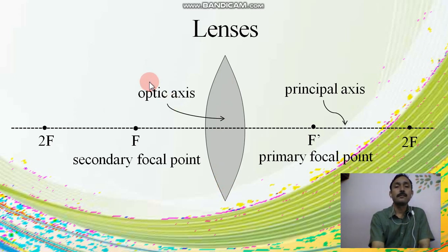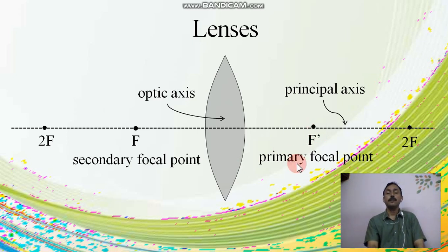Now if parallel light is made to fall onto this lens, that means light is coming from a distant star, then the light will converge at the point F dash. This point is known as the primary focal point. That means we are considering parallel light coming from the left, and it is meeting at point F dash. This is the primary focal point, and it lies on the principal axis.